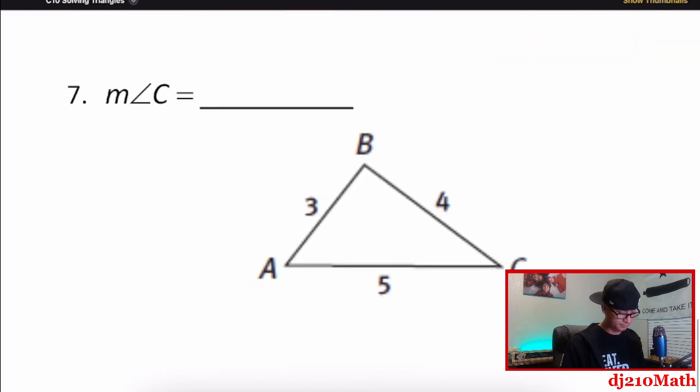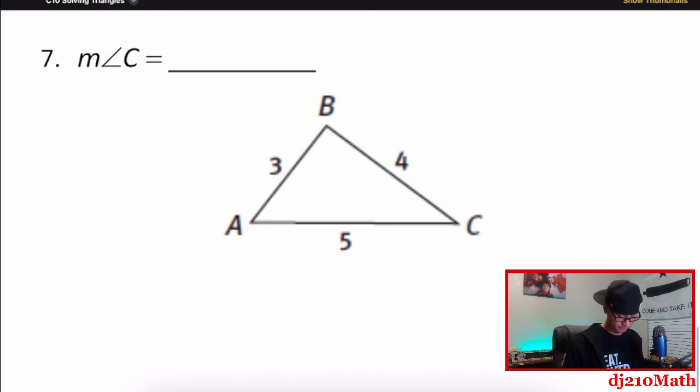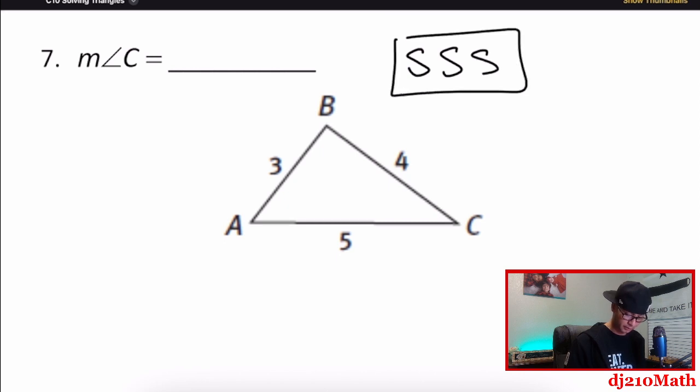All right, number 7. Again, we're looking for an angle. Inverse trig, for sure. We know 3 sides. This is going to be law of cosines. I like to just start associating these side-to-angle relationships with which law you're going to use. Side, law of cosines.